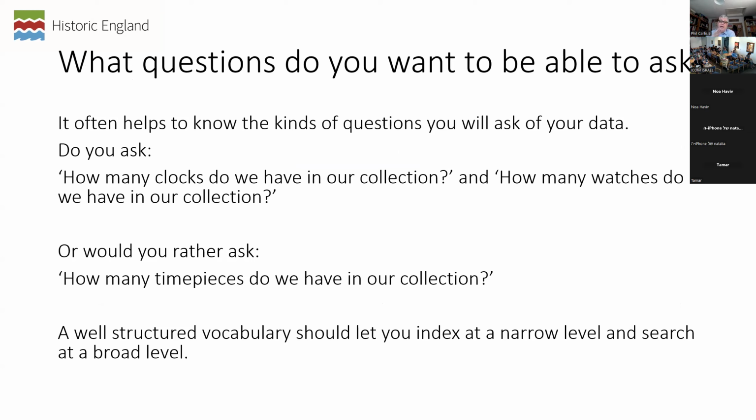So you might want to say, how many clocks do we have? How many watches do we have? And so if you've got a list that includes clock and watch, you can ask those questions. But if you've got a structured vocabulary, you can group those two things under timepiece. And then you can say, how many timepieces do we have in the collection? So a well-structured vocabulary allows you to index at a very specific level, but search at a broader level. And that's why thesauri are so much more powerful than simple word lists, for example.